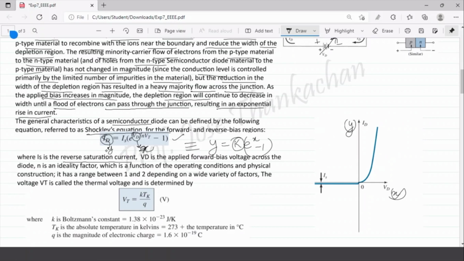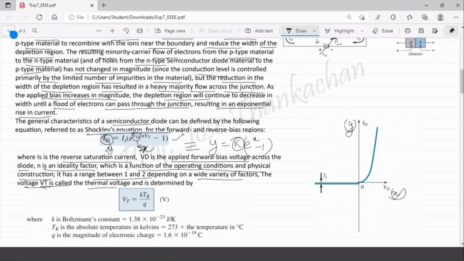Am I audible to all? Yes, sir. Okay. So Is is the reverse saturation current. What is Vd? Vd is the applied forward bias voltage across the diode. What is eta? Eta is the ideality factor. What is the ideality factor? It is a function of operating conditions and the physical construction of the particular semiconductor diode, and it ranges between 1 and 2 depending upon various factors.